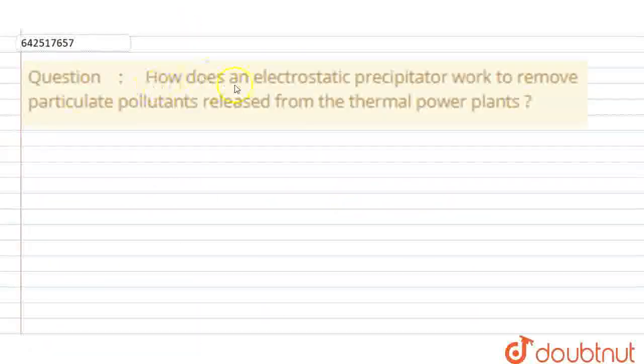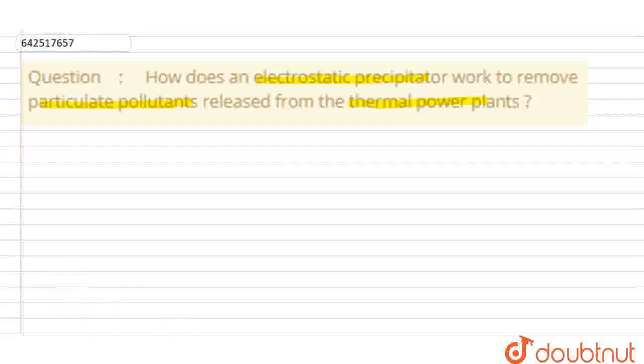So here's the question. Question says, how does the electrostatic precipitator work to remove the particulate pollutants released from the thermal power plants? Now the huge thermal power plants in the industries, they must have electrostatic precipitator or something to filter the dirty air they are releasing into the atmosphere. Before clearance or before filtering that air, it should not be released in the atmosphere. Now for that we have a very advanced system, and one of the advanced systems is the electrostatic precipitator.